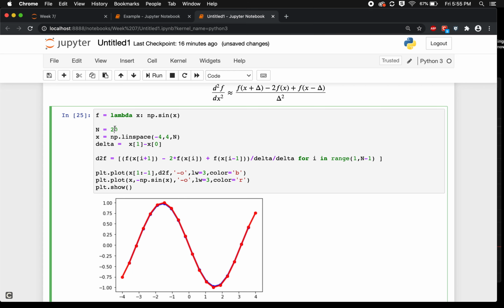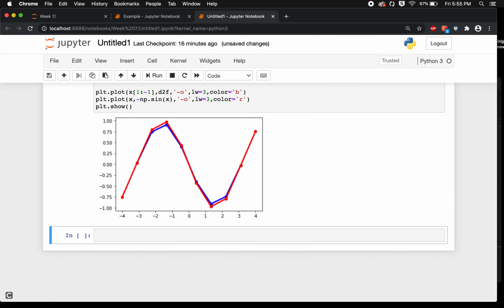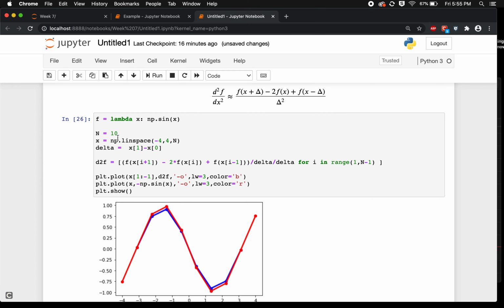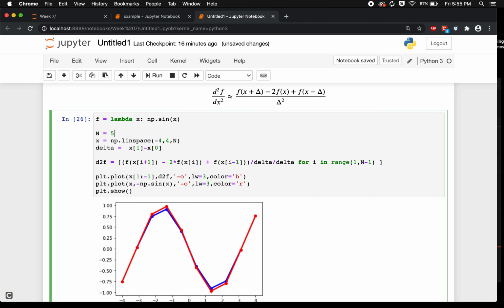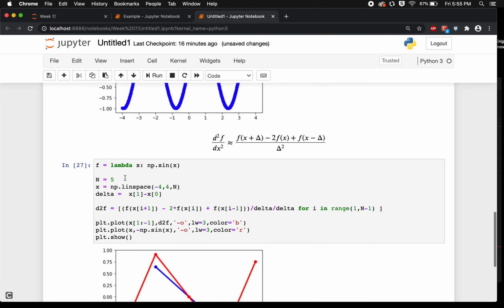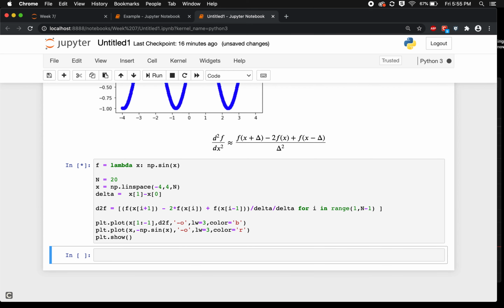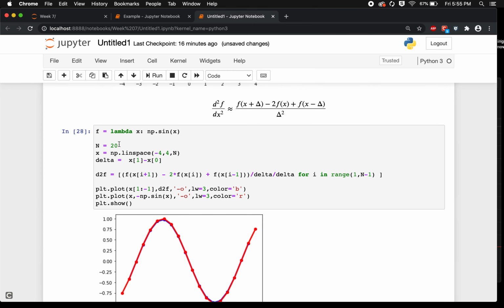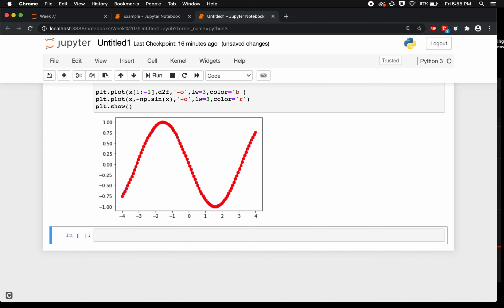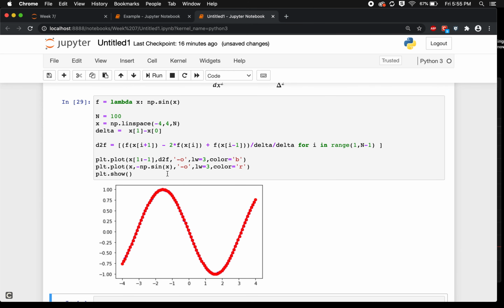If I come down to 10 points, it's going to be a little bit worse, so we start seeing a gap. If I try 5 points, obviously it's going to be even worse. But with 20 points, I get a pretty accurate solution. And if I do 100 points, which is kind of the standard, it's indistinguishable from the analytic solution. The nice thing about finite differences is that it provides a simple way of calculating derivatives.